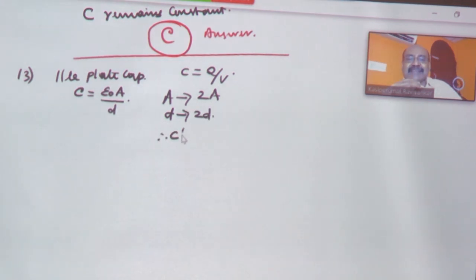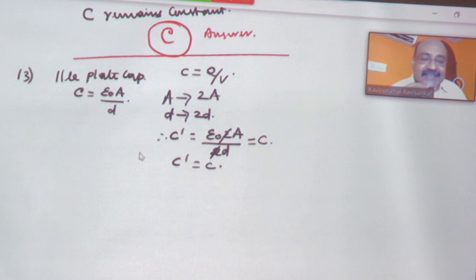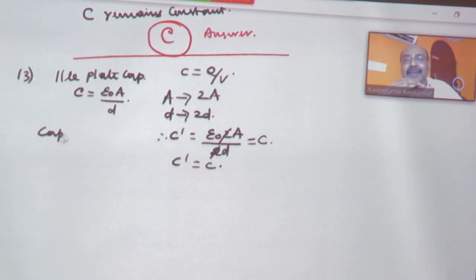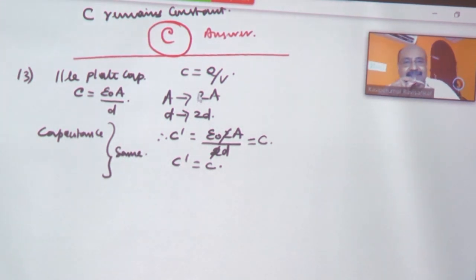Then the capacitance C dash is equal to epsilon 0 into 2A divided by 2D. Again the 2 will get cancelled, so C dash is equal to C. Capacitance remains the same. What are the other things? Since capacitance remains the same, the charge as well as the voltage are also considered to be the same.